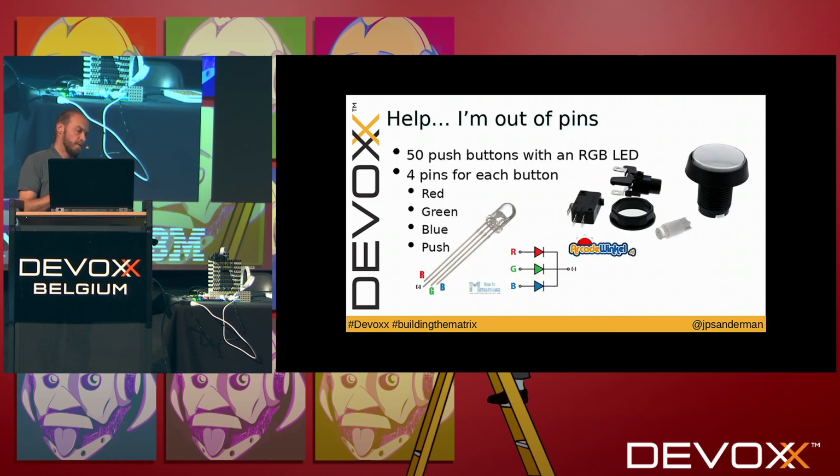Now, as I mentioned, the first room for Beta Matrix contained 50 push buttons. You can get these buttons online at all kinds of arcade stores, but then they light up only in one color. So we modified them slightly and replaced the LED with an RGB LED that can light up in any color. But now I need 4 pins for each button: one for red, one for green, one for blue, and one to check if the button is pressed or not. Now with 50 buttons, that makes a total of 200 pins.